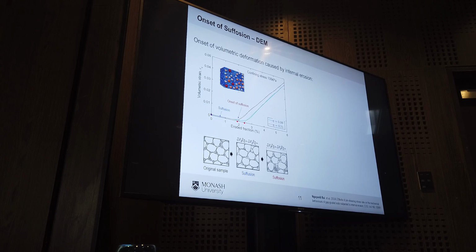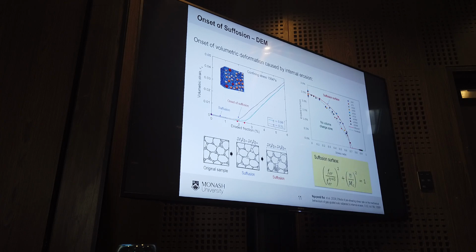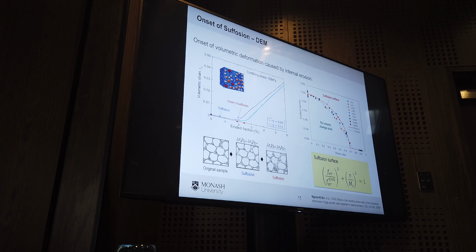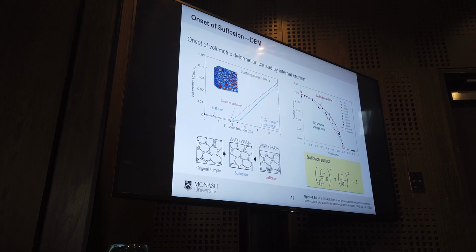So we're using DEM simulation to detect this point. Basically, we plot the volumetric deformation and erodible fraction. And then this is the point where we define the onset of suffusion, basically erosion-induced deformation. Then we plot this statistical data and we were able to establish what we call the suffusion surface. So basically there's no volume change within these domains, and when you hit these domains, you start having this sort of deformation. And we use this to develop the mathematical model.